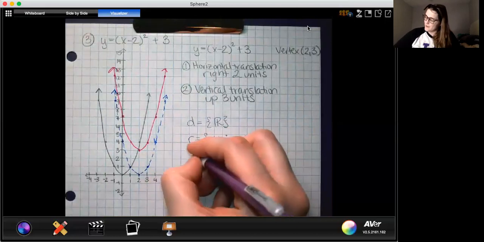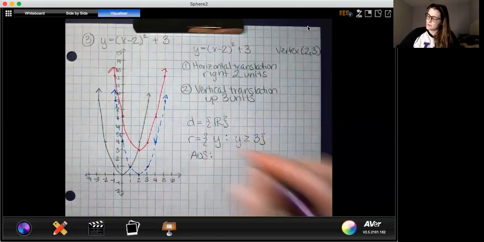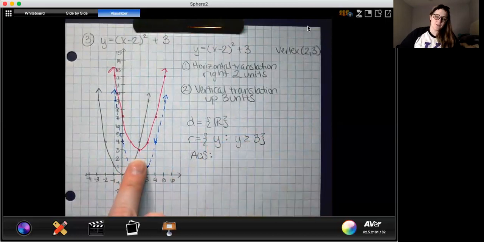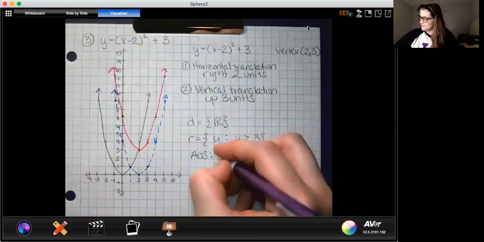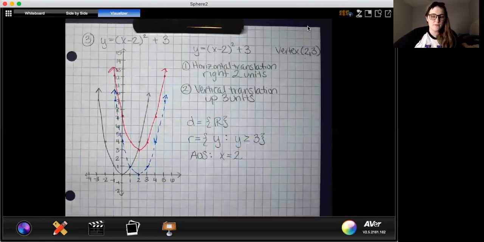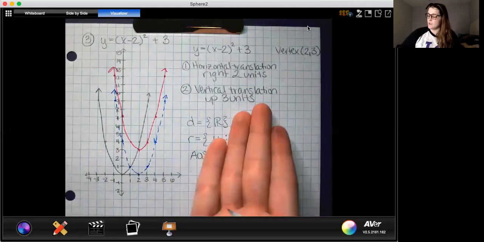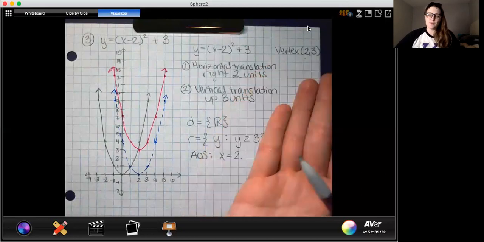And last but not least, our axis of symmetry. Now remember, your axis of symmetry stems from your vertex. So it has to go through that vertex. So therefore, x equals 2. Now, before we move on from this one, does anyone see any patterns with what we have on our domain, range, and axis of symmetry with our transformation and vertex?